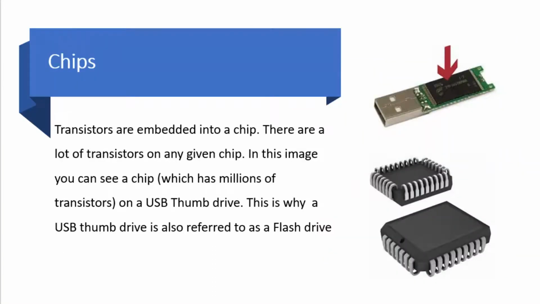Transistors are embedded into a chip. There are a lot of transistors in any given chip. In this image, you can see a chip which has millions of transistors on a USB thumb drive. This is why a USB thumb drive is also referred to as a flash drive.